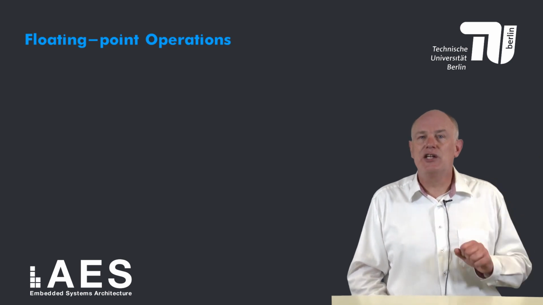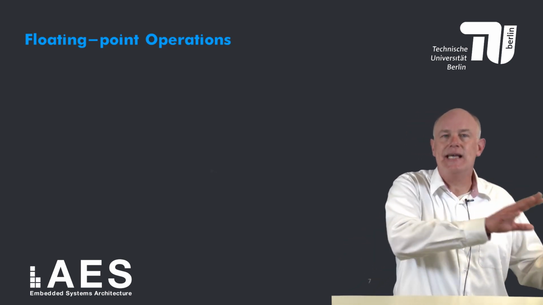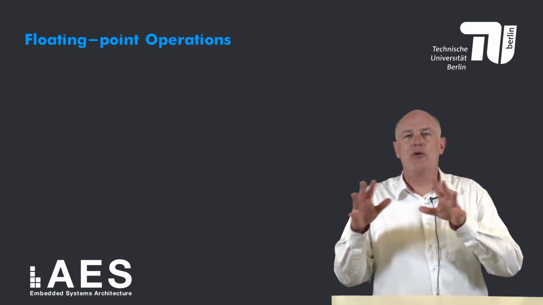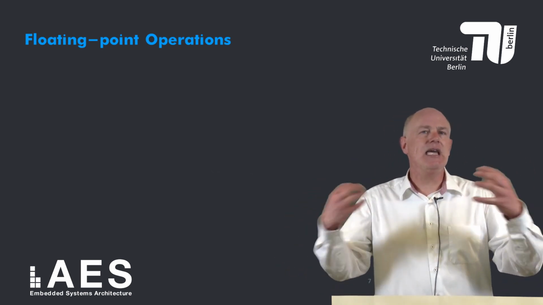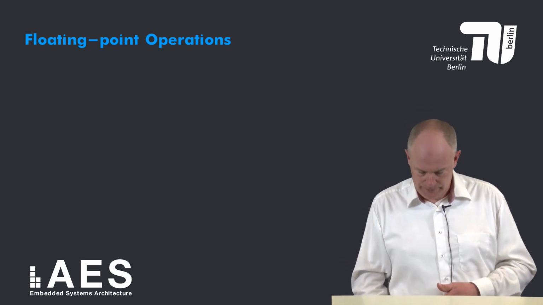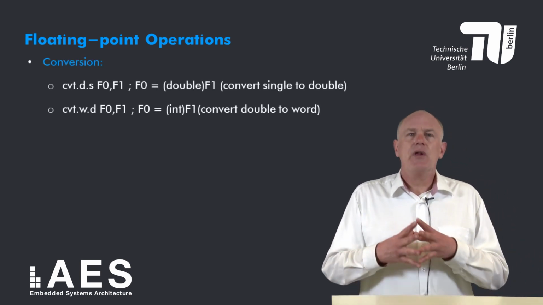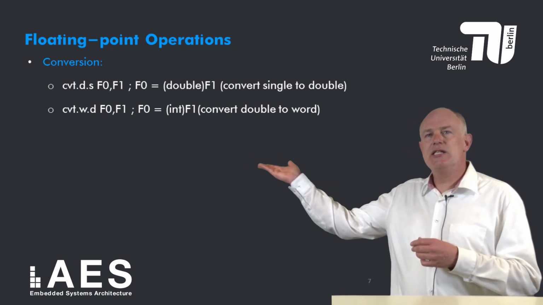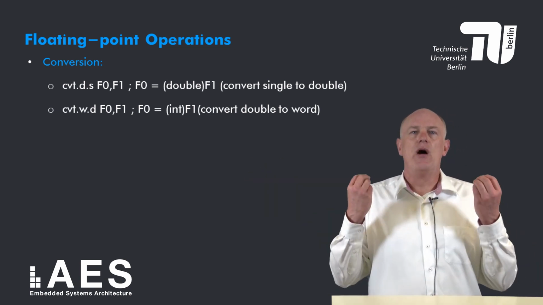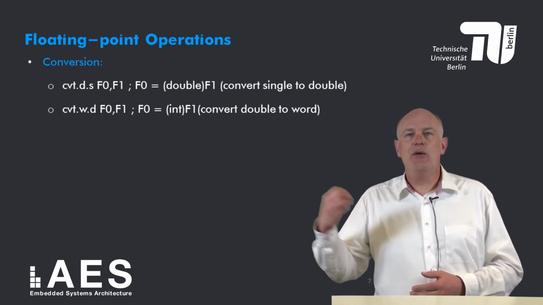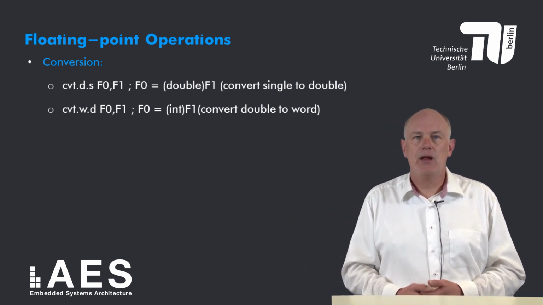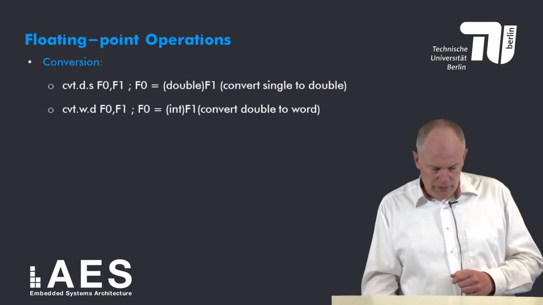Finally, there are instructions for converting between single and double and for converting between integers and floating points. In C, you would need a typecast for that. For example, the last instruction here converts from floating point double to integer word, which in C would mean a typecast.